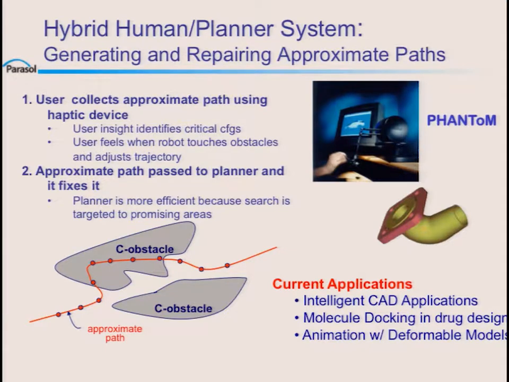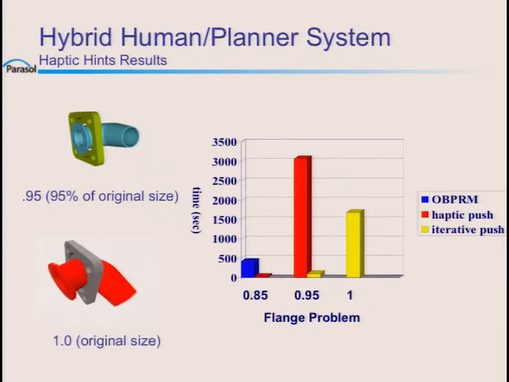And so you could come up with this blue region here. And here's some results that we got, a long time ago, actually, now. What's shown on the x-axis are 3 different versions of this flange problem. The 0.85 means that we shrunk the inner tube to be 85% of its original size. The 0.95 means it's 95% of its original size, and the 1 means it's the original problem.